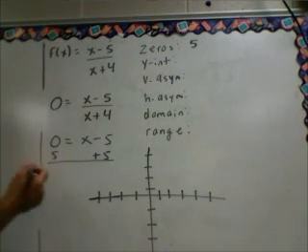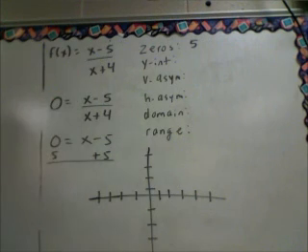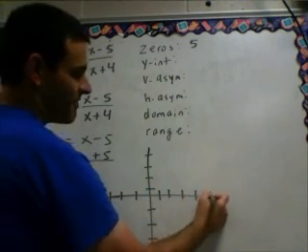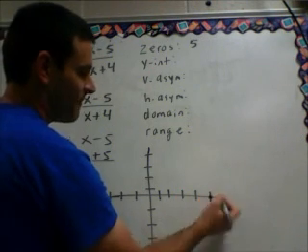So again, to find a 0, you just set the top equal to 0. Go ahead and put that on my graph. Go over here to 5 and put a dot. It's going to cross right here somehow.